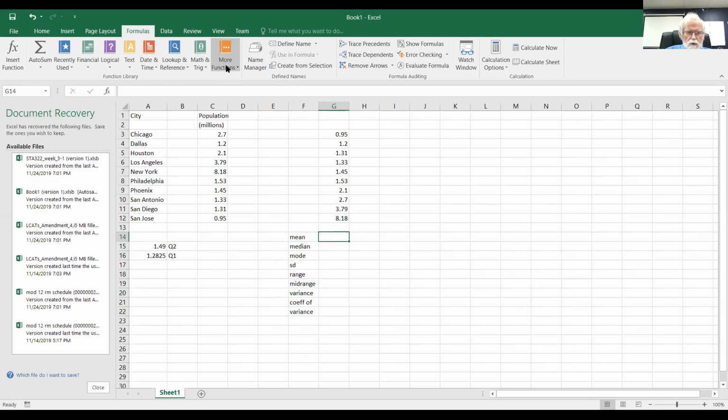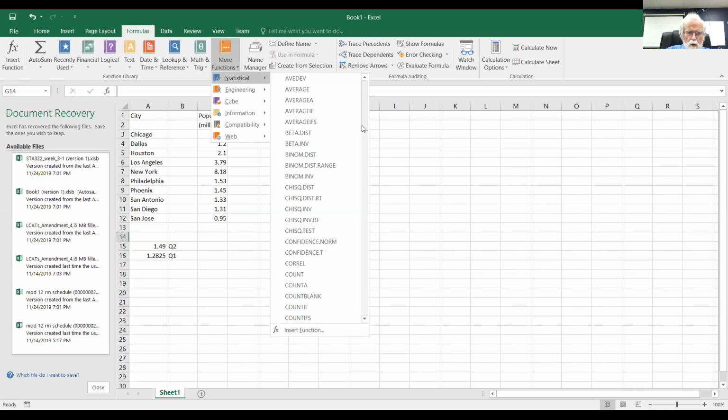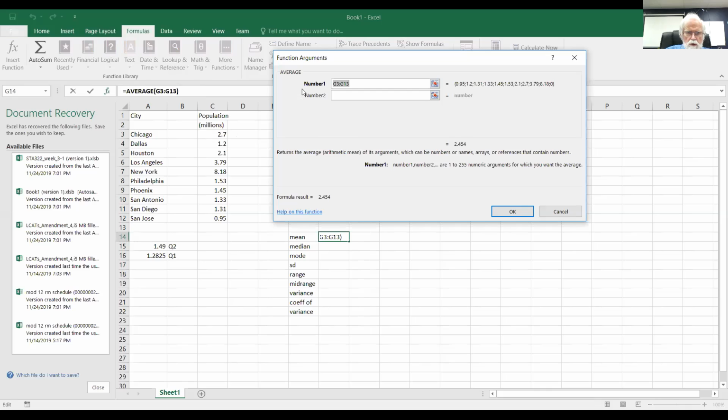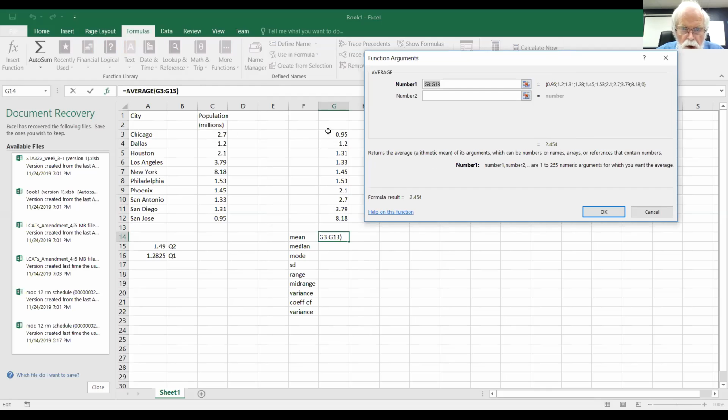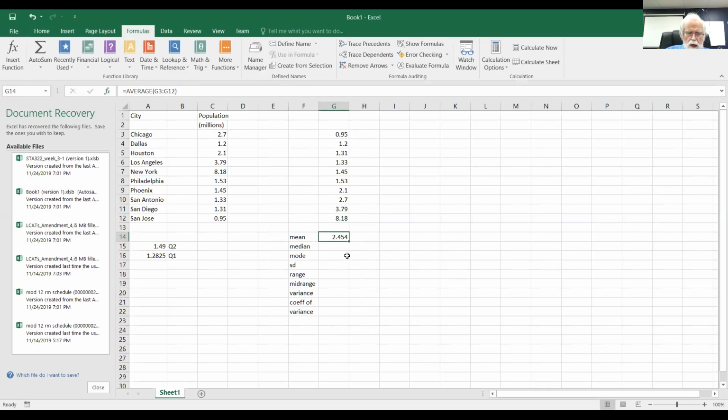So we're going to go through those and use the statistical formulas for solving them. We'll go here to statistical, and the first one we want is the mean. Well, they don't use mean, they use average. So we're going to use the average. What we want is a range, so we highlight the range. This number tells us how many arguments we want. We want them all, so we ignore it. So, okay, and the mean is 2.454. Let's go down here to the median.